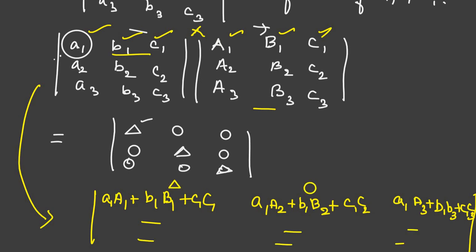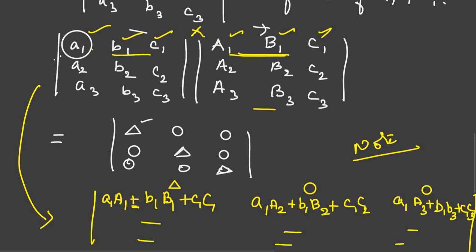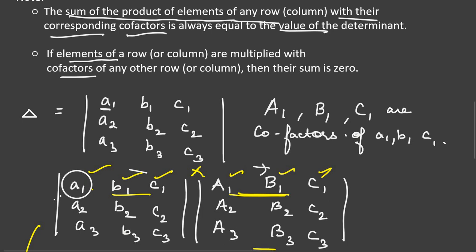Then the value will be equal to delta, 0 and 0. This is what is given in the note. The sum of the products of the elements of any row with the corresponding cofactor elements will give us the value of the determinant, which is equal to delta. The product with any other row or column we multiply, then the sum is equal to 0.